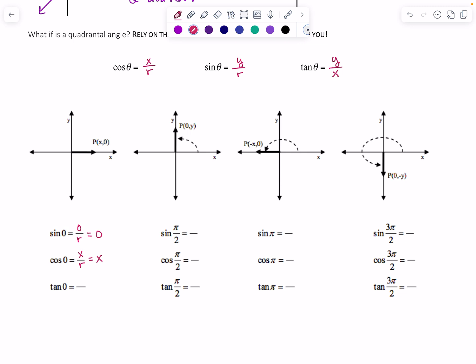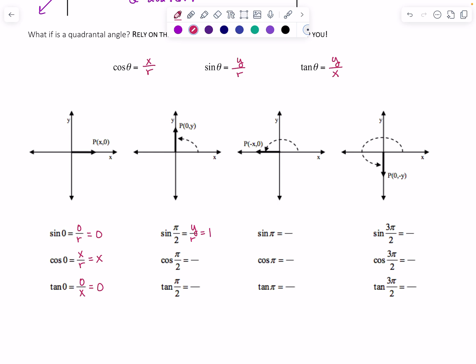And then we have tangent of 0. 0 over x, which is going to go ahead and be 0. So sine of pi over 2 would be y over our radius. And again, we know our y value here is going to be the same as our radius. So we're going to go ahead and say that's going to be 1.